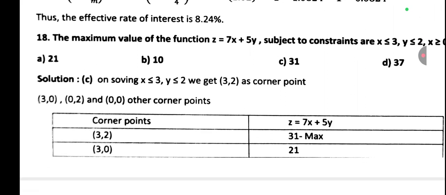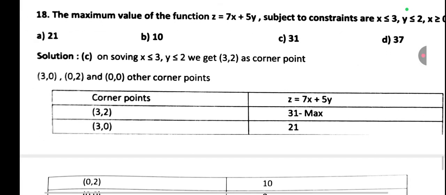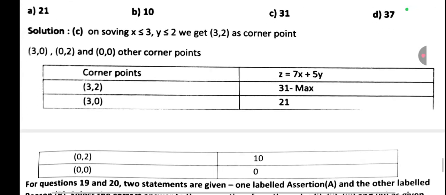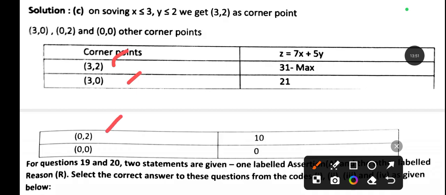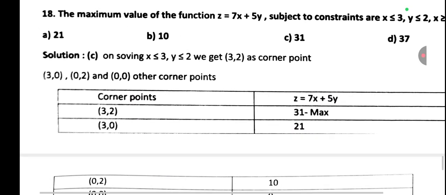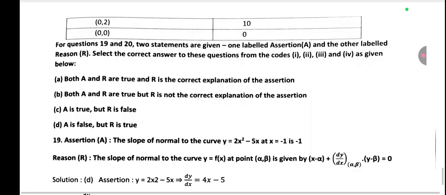Maximum value of the function, children, they gave the subject to constraints. You have to find the corner points, literally like a sum. How will you solve? LPP, same way. The corner points you get are 3, 2, 3, 0, 0, 2, 0, 0. Hope you understood. The maximum value is 31. So C is the answer. But when you have a doubt in solving LPP, kindly inform, then we will do it.